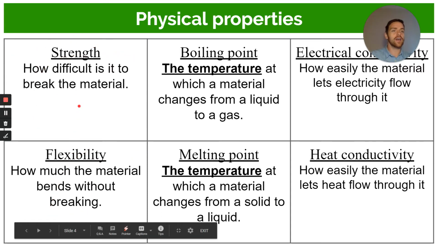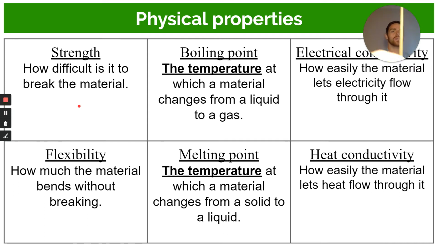So let's look at our piece of steel and our piece of spaghetti. Now the steel is strong. I can't pull it apart. I'm not going to break it easily. So let's look at the spaghetti. If I pull the spaghetti, it's already broken. So the spaghetti isn't very strong. It doesn't have a lot of strength. The steel does. Now let's look at flexibility.